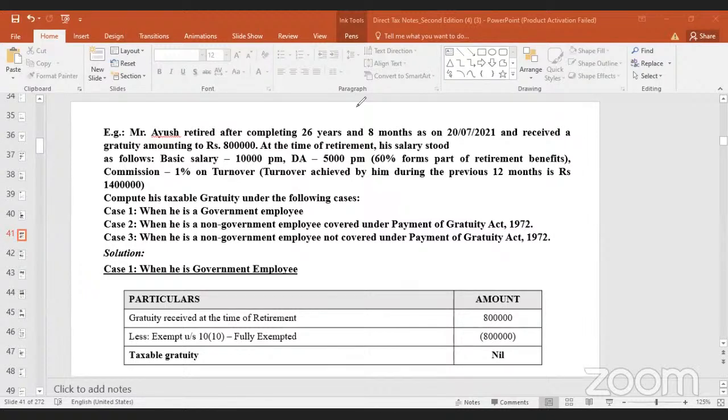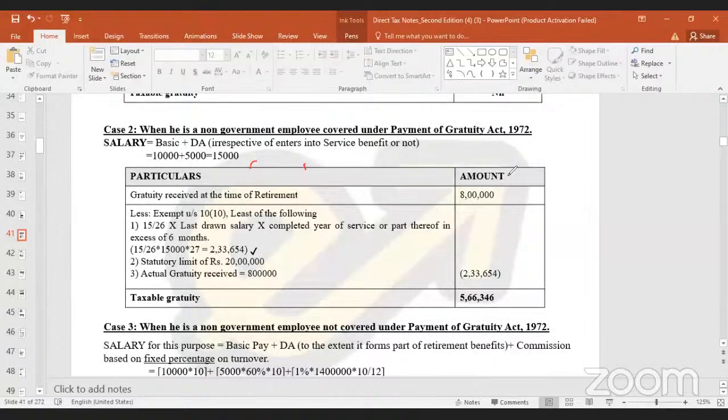What is the basic salary at the time of retirement? At the time of retirement it is 10,000. DA is going to be 5,000 rupees. Okay. Next one. So gratuity received at the time of retirement is 8 lakh.